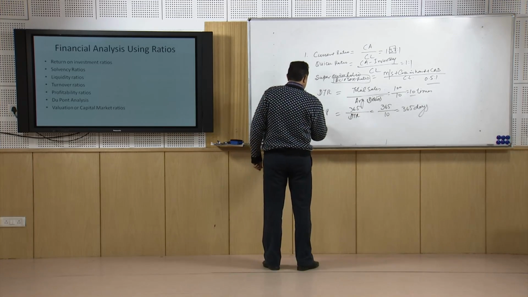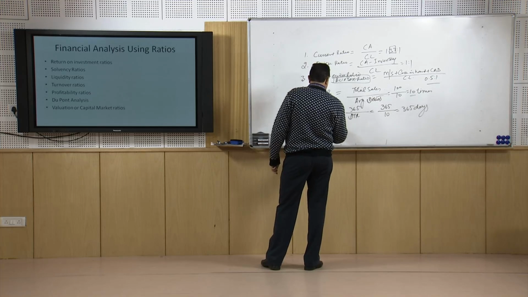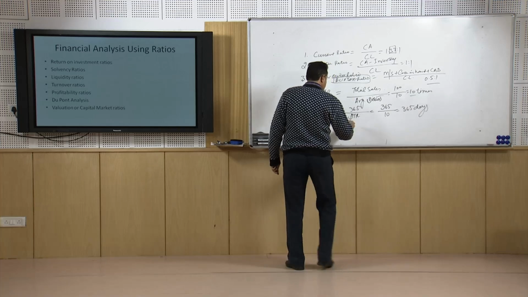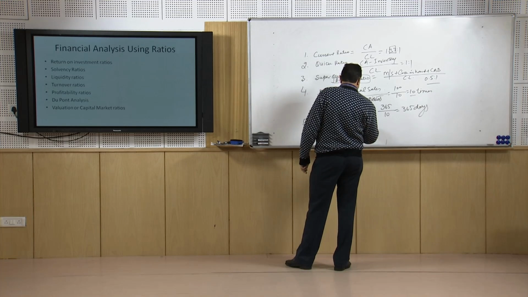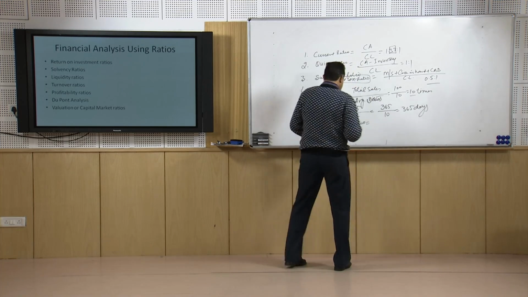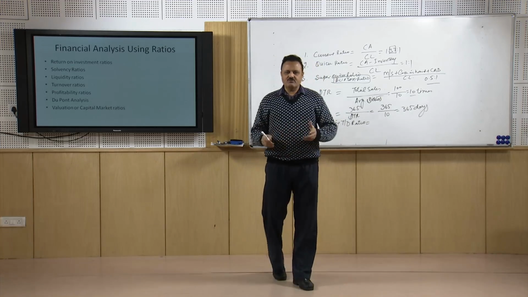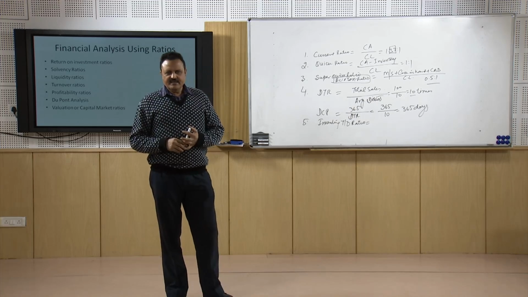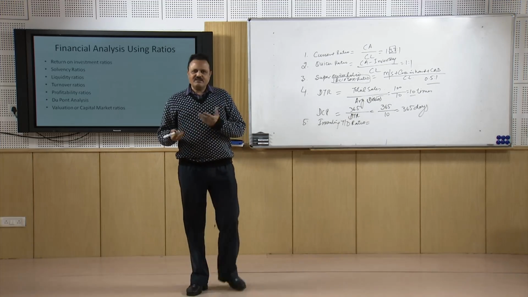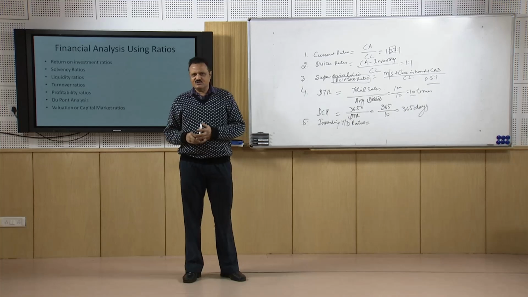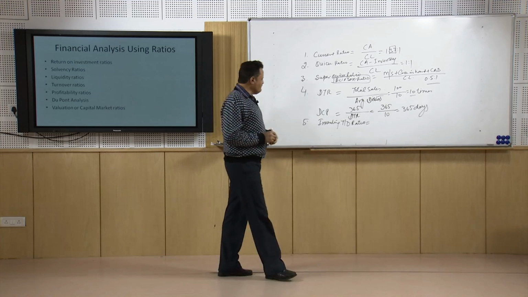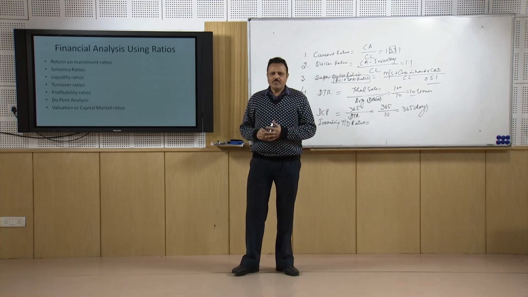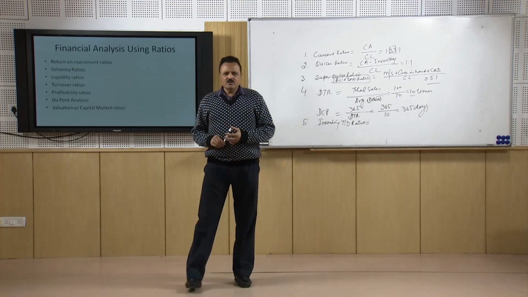Then we have the inventory turnover ratio. This ratio tells us in how many days the inventory of the finished goods, or any kind of inventory, is convertible into cash. It means the inventory of finished goods will be converted into sales and sales will be converted into cash. So, how many days the inventory takes to be converted into cash, we have to look for this.